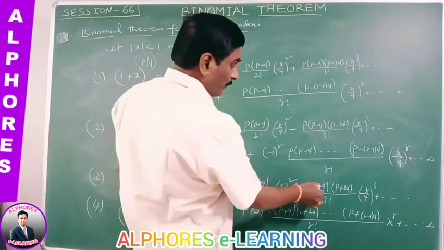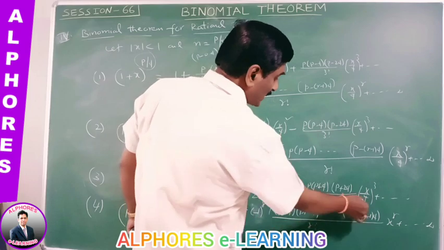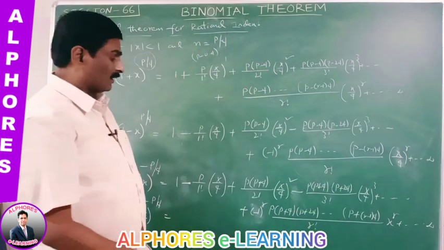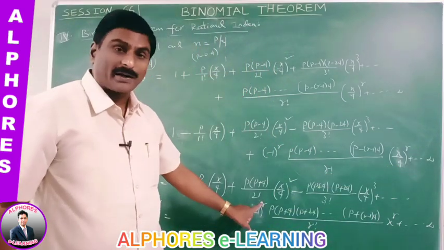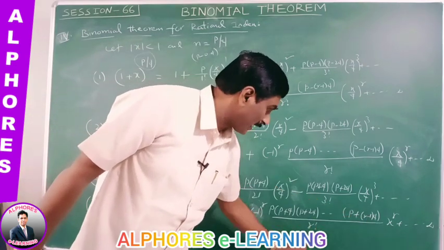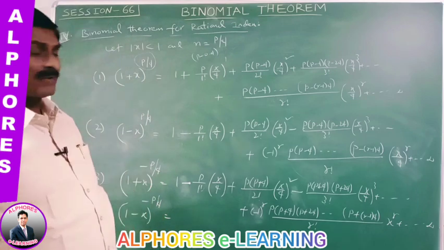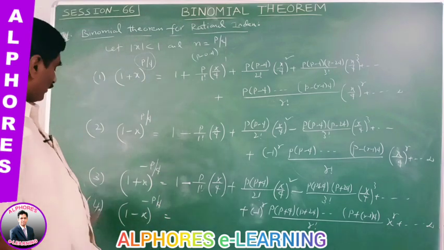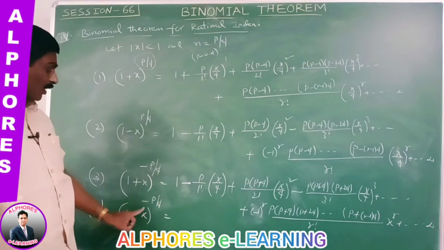Minus of next p into p plus q into p plus 2q by 3 factorial into x by q whole cube plus so on. The general term is minus 1 whole power r into p plus q into p plus 2q into p plus r minus 1 into q by r factorial into x power r, up to infinity. In the same way, the fourth one is 1 minus x whole power minus p by q.